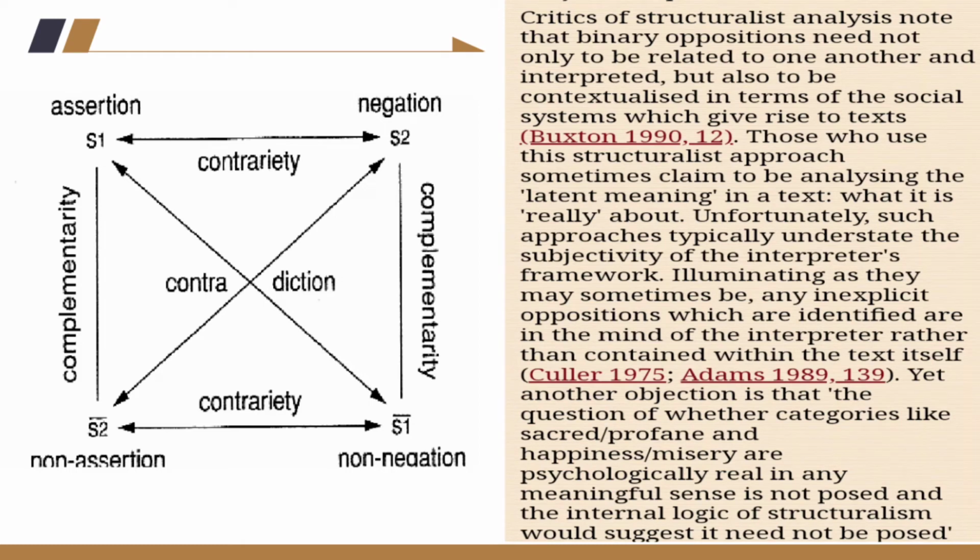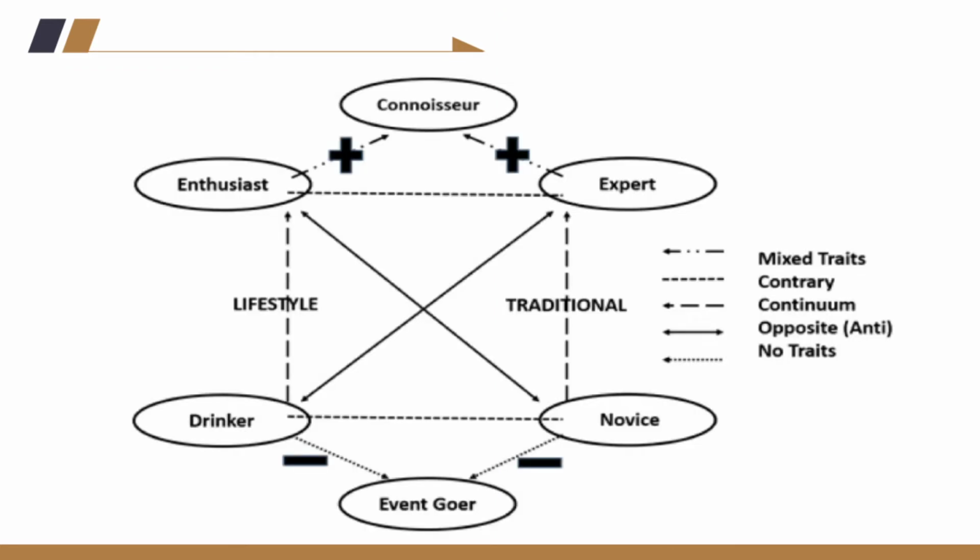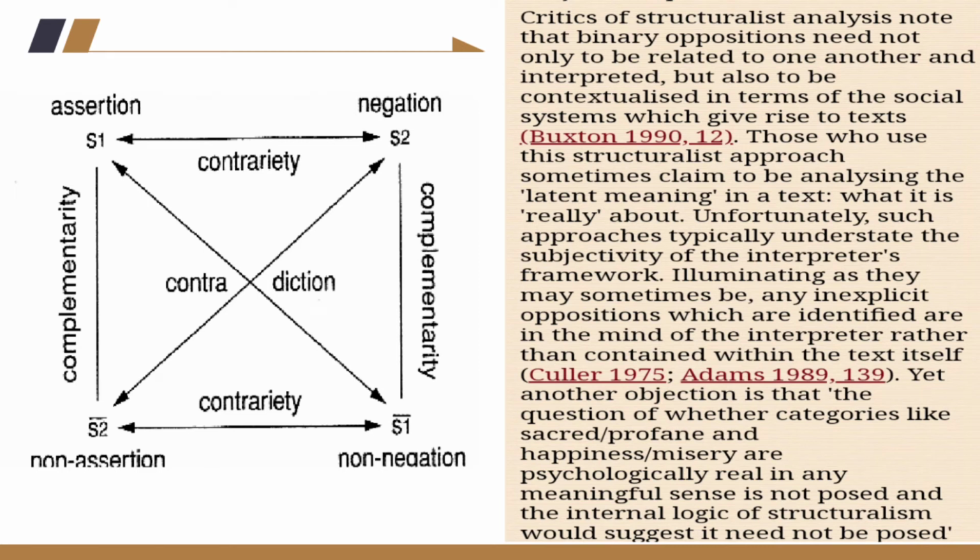So this is an example of the semiotic square. As we can see in the graph, we have the contradiction, we have the contrariety, and the contrariety. So assertion is from the left, this area, and we have the negation from this area, and non-negation, this area, and non-assertion. In this graph, we can also see the complementarity, and on the mirror side, it is the same, the complementarity.